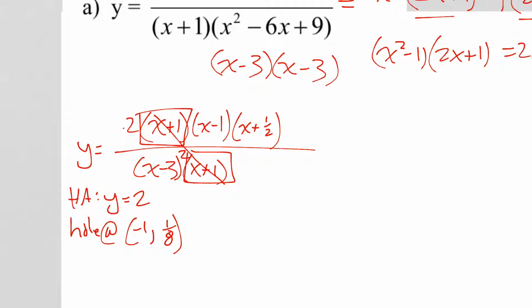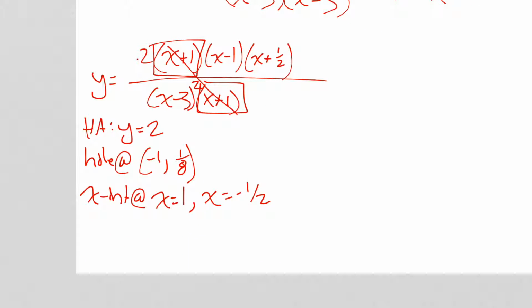Coolio. What else do we know, or can we discover? X intercepts at x equals 1 and x equals negative 1 half, and they both cross because multiplicity is 1. And finally, vertical asymptote at x equals 3, and my tails will be together, either both up or both down, because the multiplicity of that is even. Sweet. Okay, cool. What then?